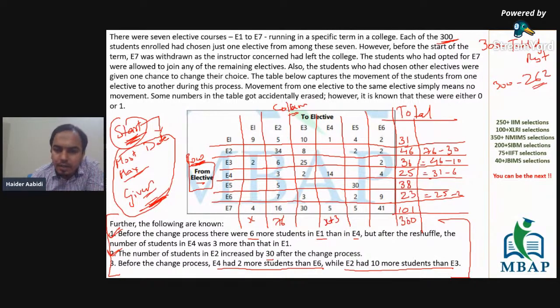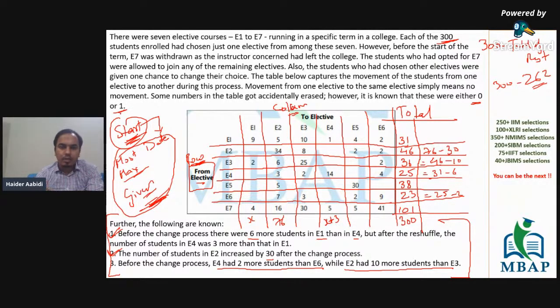Now that we have all the numbers of the rows, that is, before shuffling what the numbers in each of the electives are, we know that. After shuffling we only know for E2 right now. Let us see how we can do the other things, because it is very clearly given that whichever numbers are missing, they are going to be either 0 or 1.